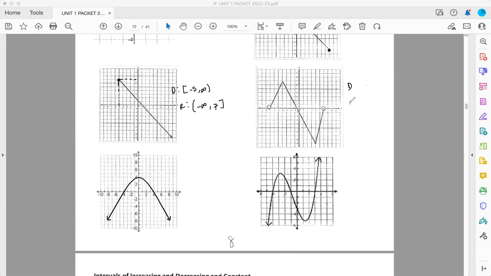Okay, for this one, the domain is -1, 2, 3. Always make sure you read the scale, whether it's going by ones or by twos. Don't just count ones robotically. Here it goes by one. So for the domain, you go from -7 all the way up to 6. But it doesn't include -7, and it doesn't include 6, so we'll put them in parentheses.